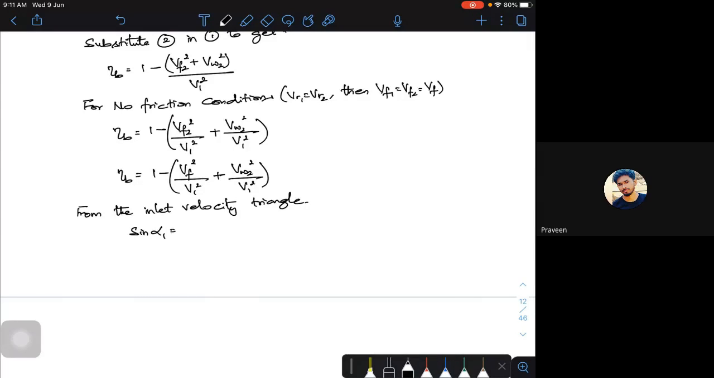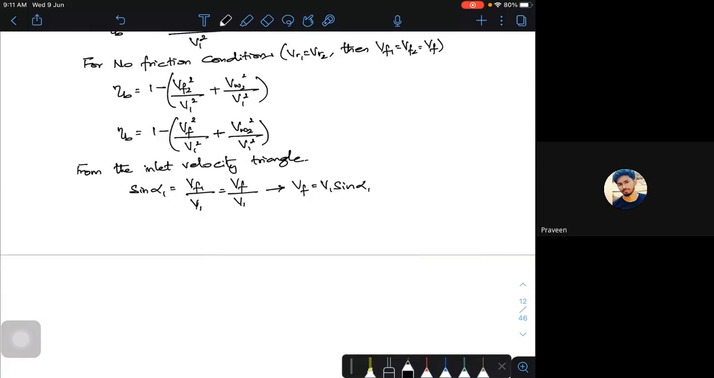From the inlet velocity triangle, sine alpha 1 is equal to Vf1 by V1, and Vf1 or Vf2, both are the same. I can write Vf is equal to V1 sine alpha 1. So now I'm going to substitute this over here.